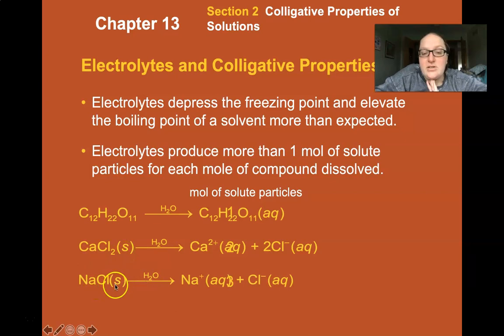And the very last one is sodium chloride, which takes the NaCl and breaks it into 1 Na and 1 Cl. So it's actually going to have 2 particles.